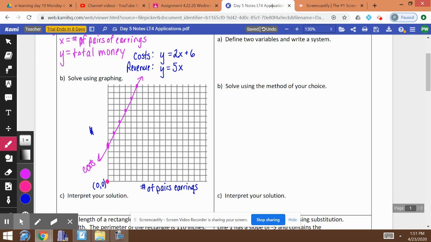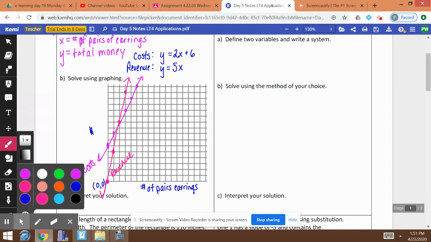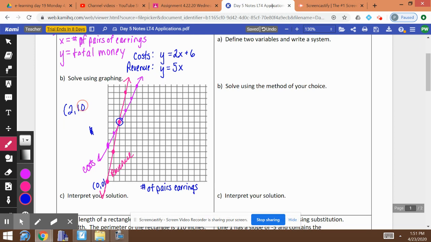So we're starting at 0, 0, and we go up 5 and over 1. And this is her revenue equation. So this is a system of equations. We want to find out where the two intersect each other. So they intersect right here at the point 2, 10.